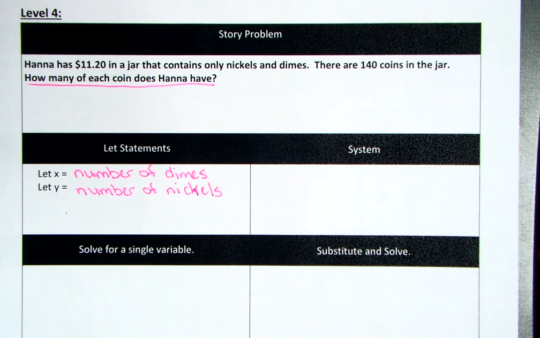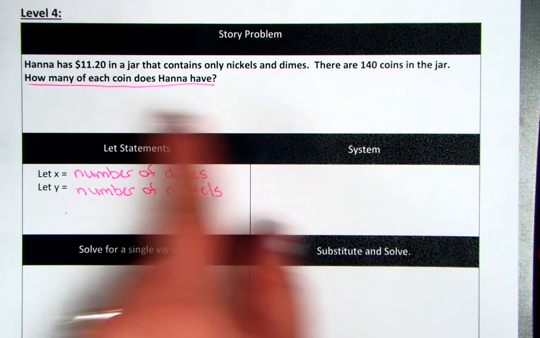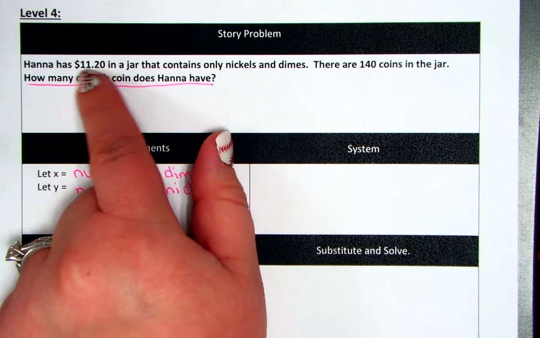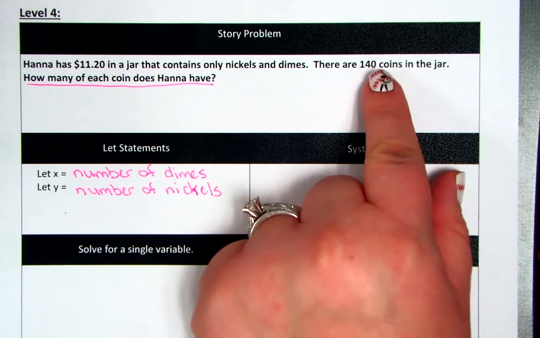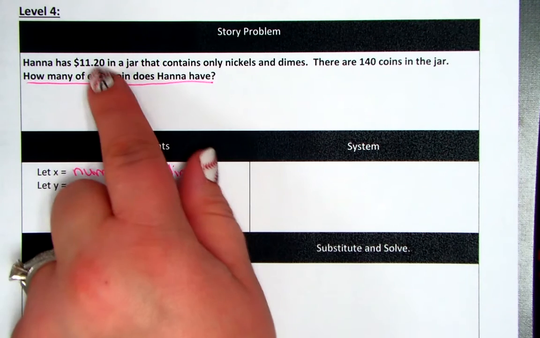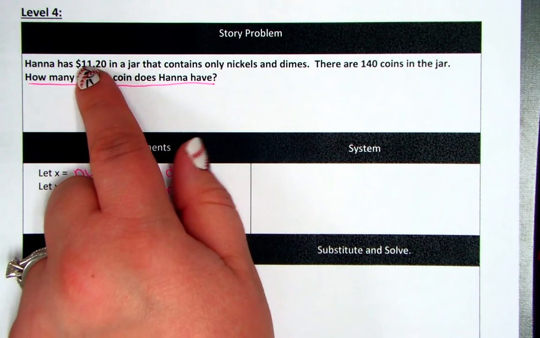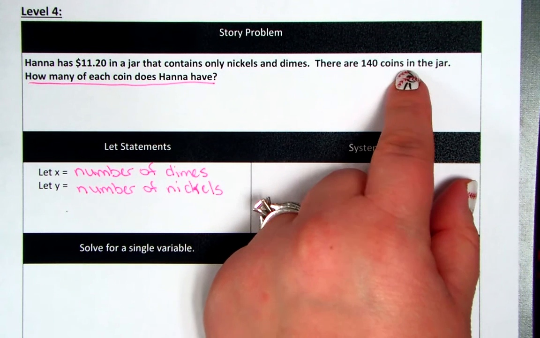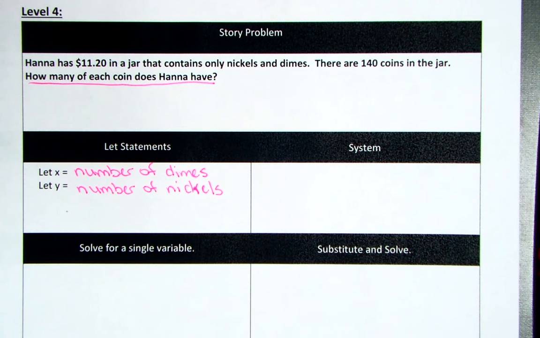Now it's time for us to actually write a system. Looking back at the first couple of sentences, I have been given information about how much total money there is in the jar and how many total coins there are in the jar. That means that I'm going to write one equation that talks about how much money there is, and one equation that talks about how many coins there are. So let's start with the money equation first.